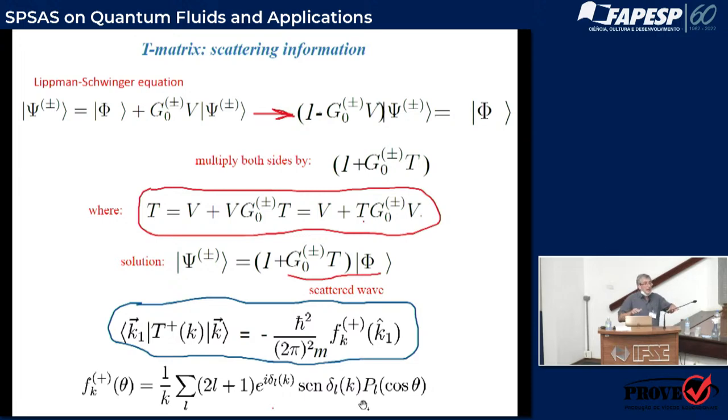If we are at very, very low energy, the most important term of this sum is L equals zero. Why? Because of the centrifugal barrier that kills everything else. And this is the essential ingredient that we need even when we talk about the Gross-Pitaevskii equation, the scattering length, and so on.